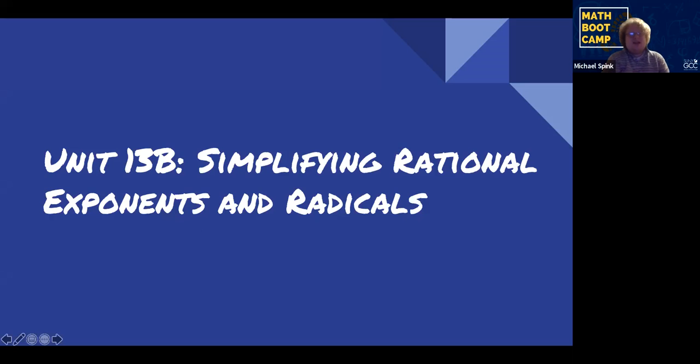With that being said, that is an introduction to simplifying rational exponents and looking at radicals.